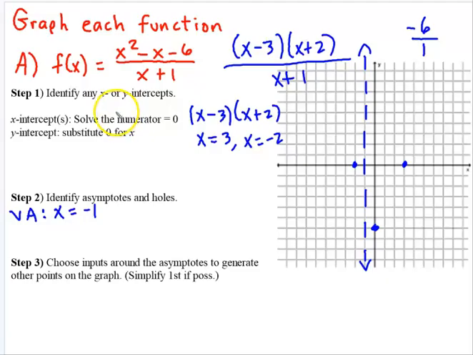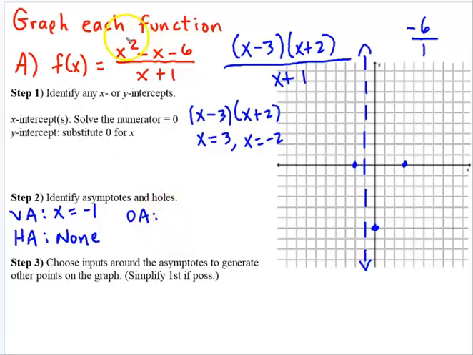All right, let's check for horizontal asymptotes. This is where we compare the degrees. The degree of the numerator is 2. The degree of the denominator is 1. Since the numerator degree is bigger, that tells me I don't have a horizontal asymptote. But you're going to show this just so I know you checked. All right, let's check for oblique asymptotes.